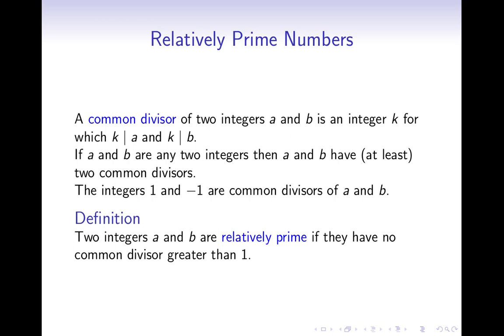So here now is the definition of relatively prime for two integers. a and b are relatively prime if they have no common divisors greater than 1. In other words, if the only common divisors of a and b are 1 and minus 1, then they are relatively prime.